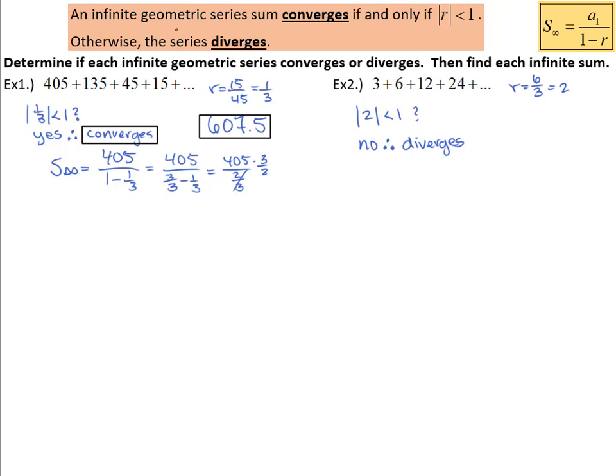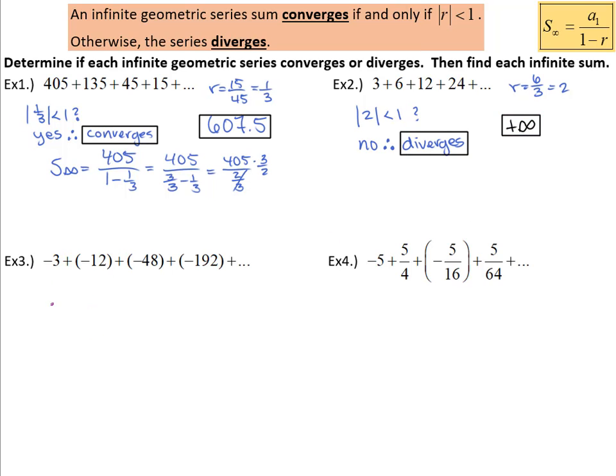Now, sometimes it may still ask you to find the infinite sum. In this case, we can tell my numbers are just getting bigger and bigger. Our sum, as this gets infinitely large, is just positive infinity. We're just going to get some really big positive value. So the infinite sum is positive infinity.